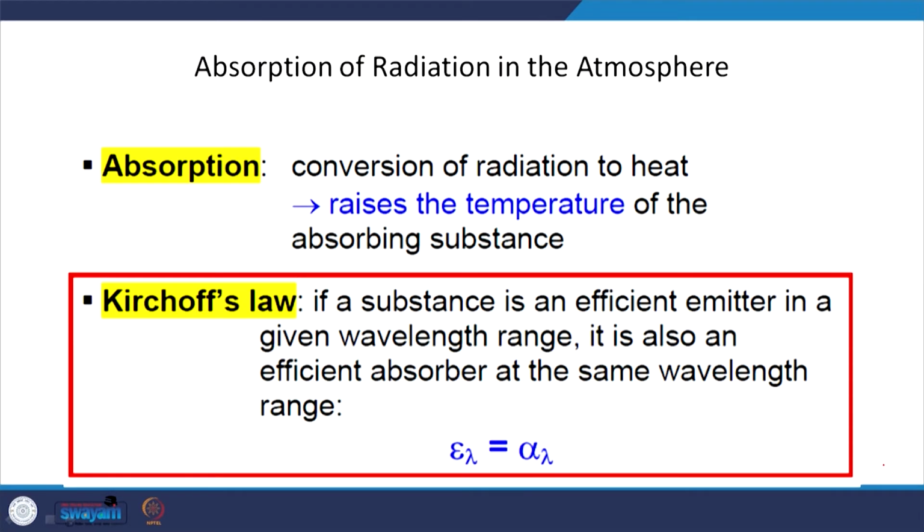Now absorption, how does this radiation get absorbed? Absorption is basically the concept of conversion of radiation to heat. When you keep some object in the path of the radiation, this radiation will be absorbed by this object. Now, what will be the effect of absorbing this radiation? This object's temperature will go up. So, the rise in temperature of the absorbing substance, that is it.